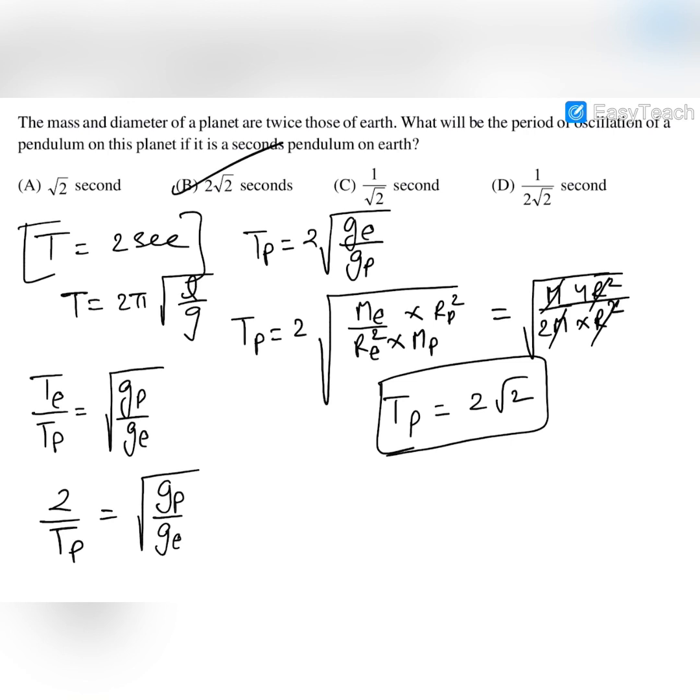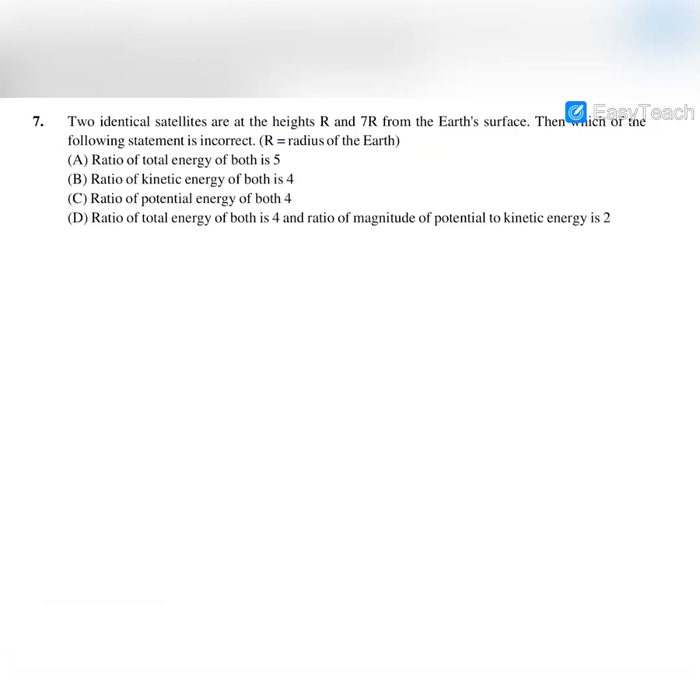Now we move on to the next question. In this question, you can see that there are two identical satellites which are at a height of R and 7R from the Earth's surface. Which of the following statements is incorrect? We know that the total energy is equal to minus GMm by 2r, where r is the distance of that satellite from the center of Earth.